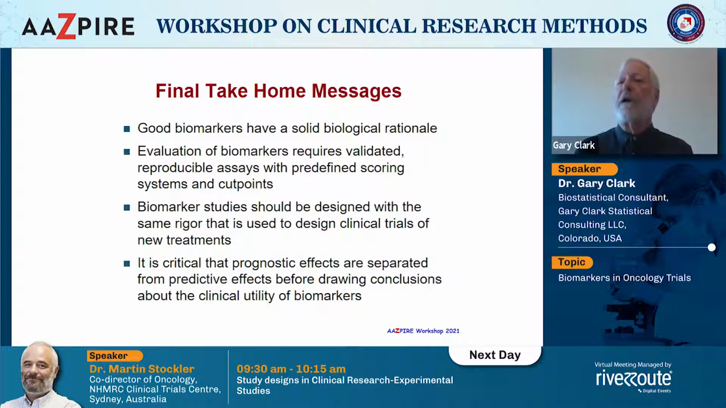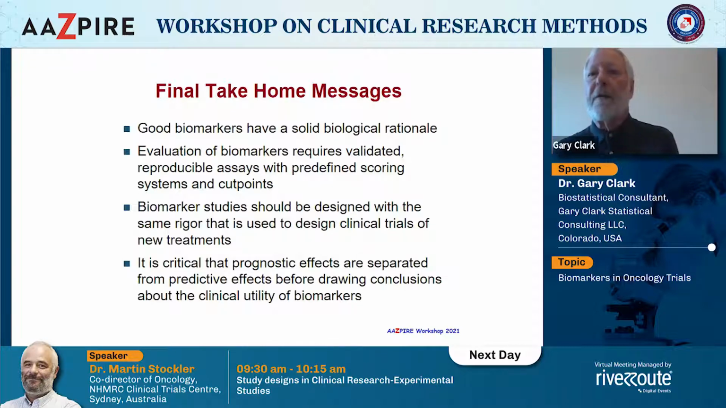Biomarker studies should be designed with the same rigor that is used to design clinical trials of new treatments. The problem with biomarker studies is that you're looking at subsets of populations. So the sample size that you really need to come with definitive conclusions is much, much larger than the sample size you need to show that a new treatment is better than a standard treatment. And we need to keep that in mind when we draw conclusions from such studies.